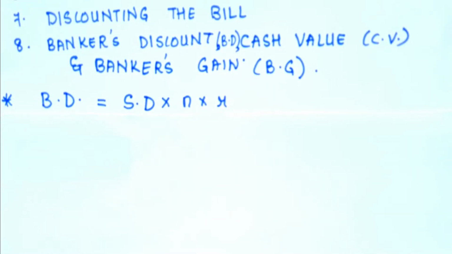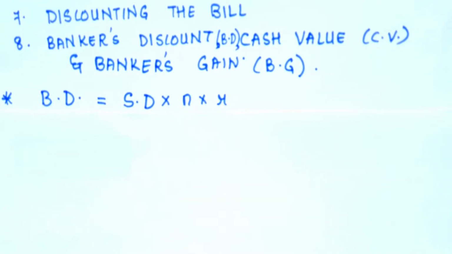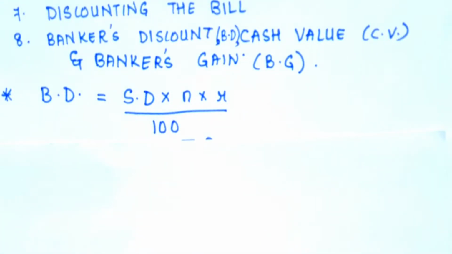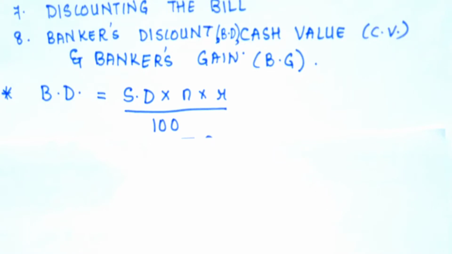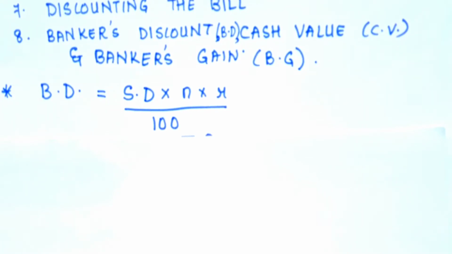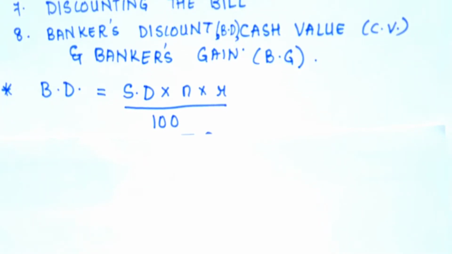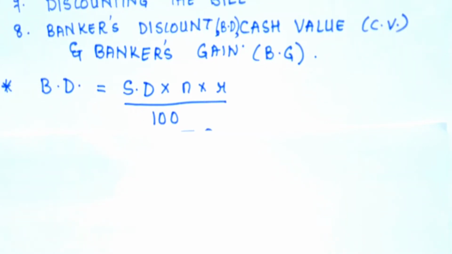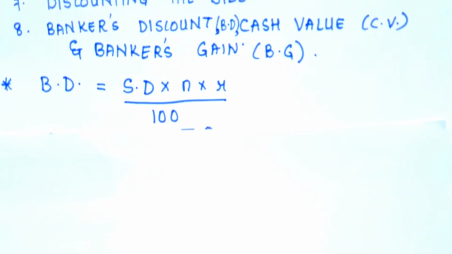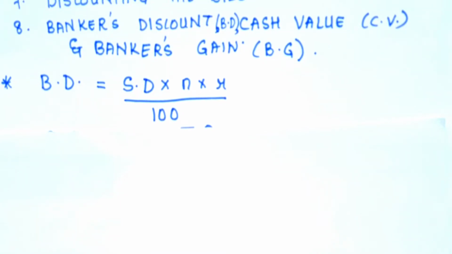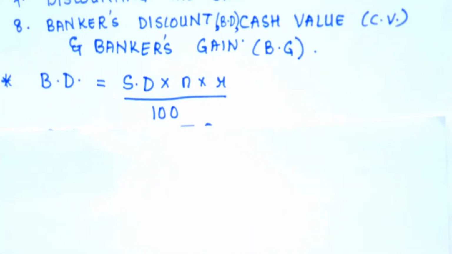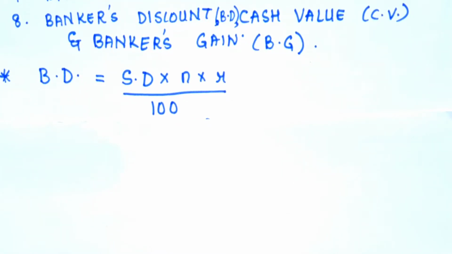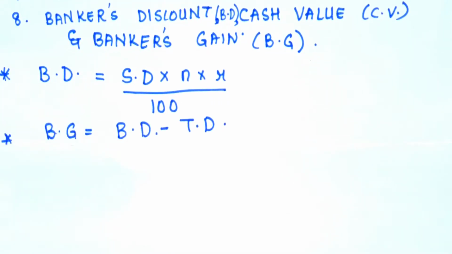So you can calculate simple interest on true discount to find banker's gain. We go ahead with some basic relationships that we have discussed in the definitions. What is banker's discount? It is the interest calculated on sum due. What was true discount? It was the interest calculated on present worth. This time we are involving sum due to calculate the simple interest. So this is known as the banker's discount.